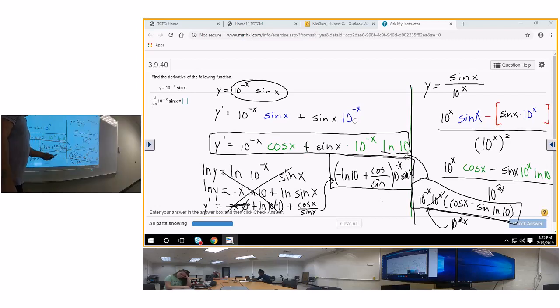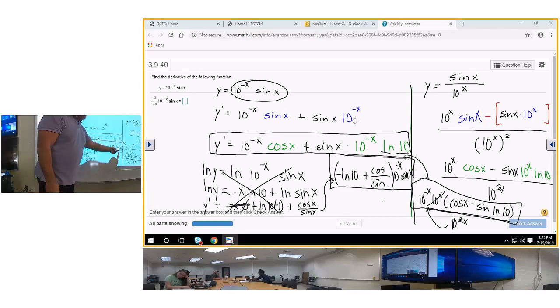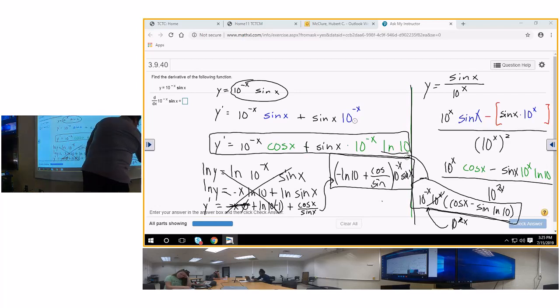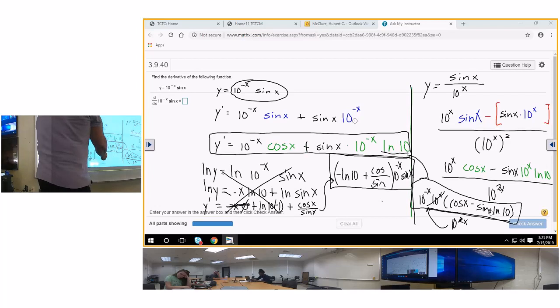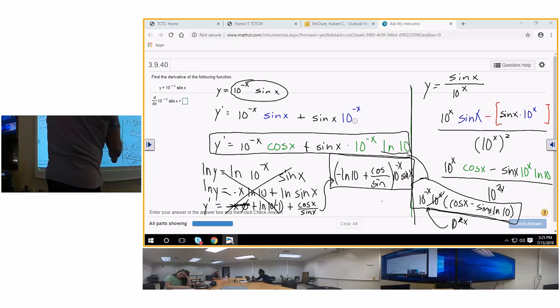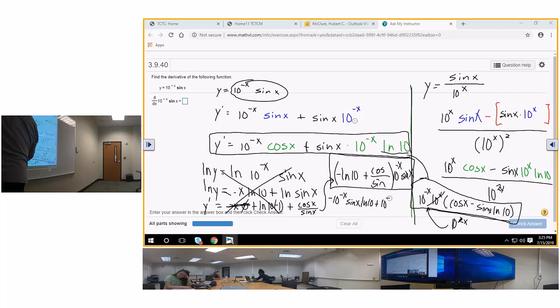Everybody see that? What do you have right here? If you distribute that sine right there, what are you going to get? Negative natural log of 10 times the sine of what? x. See there? Okay, I'll just do it. 10 to the negative x, sine of x, natural log, and that's going to be a negative natural log of 10. What happens to the sine of x's here? They cancel. And you're going to be left with 10 to the negative x cosine of x.